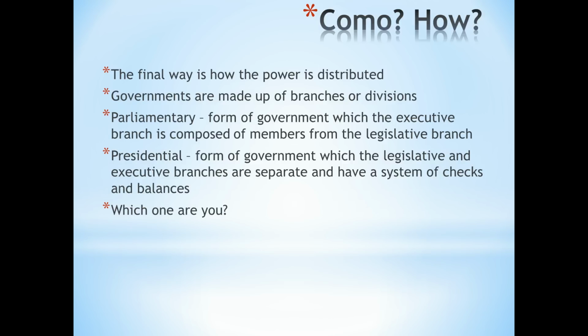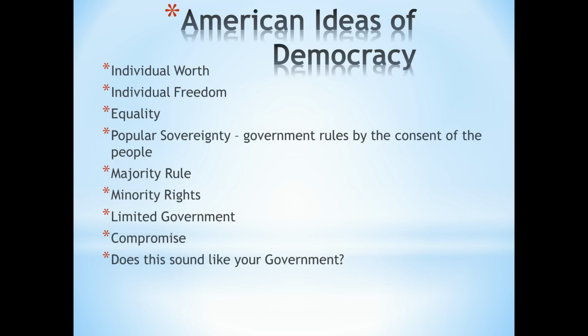All right, so finally, we'll talk about a few American ideas of democracy. What makes American democracy its own? Individual worth. Everybody believes that everybody is worth something. Well, not everybody believes this, but it's the belief that everybody is worth something. Nobody is worth nothing. Okay, everybody has worth. Individual freedom, that everybody has the freedom to do what they want until it infringes upon someone else's right to do what they want or breaks some laws.